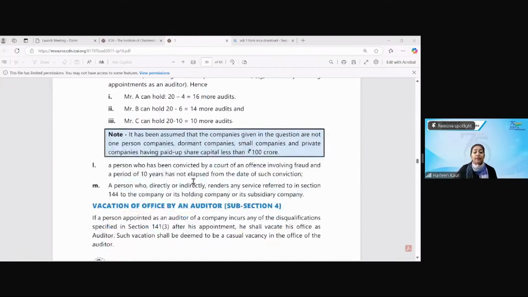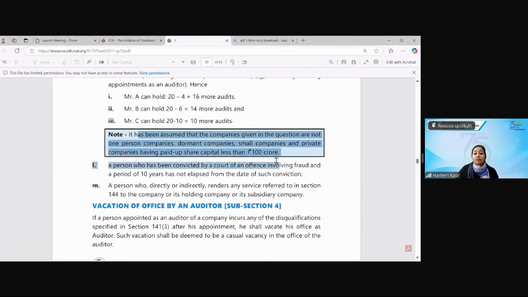Let's move ahead. If a person is an auditor of a company, Mr. A is an auditor of the company and he has been convicted for any offense which involves fraud, then for how many periods can he not be appointed as an auditor? Under section 141, we are talking about the disqualifications. If he's a person who has been put behind bars in jail, for how many years will he be disqualified? 10 years. Absolutely correct. 10 years must have passed, meaning for 10 years he cannot be appointed as the auditor.